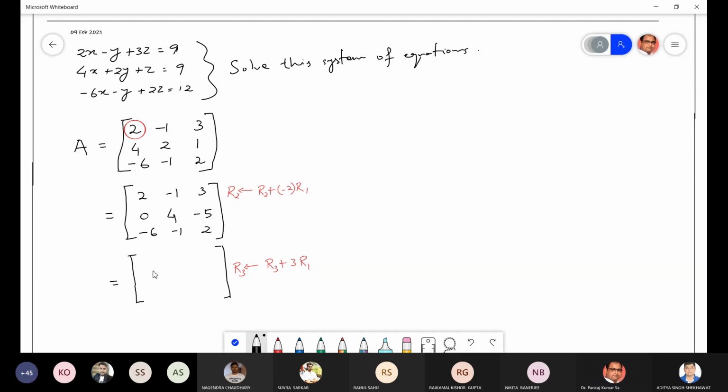So here we have first row doesn't change. 2 minus 1, 3. Second row remains as it is, 0, 4, minus 5. First element of the third row becomes 0. That is 3 times the first row plus third row. So 3 times the first row is here, this becomes minus 3, minus 1, minus 3. That is minus 4. And 3 times the first row, 9, plus 2, that becomes 11. That's right.